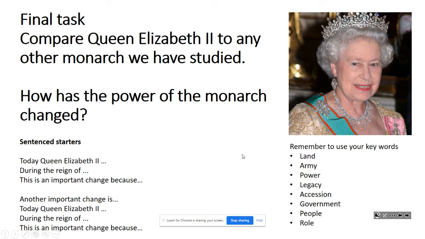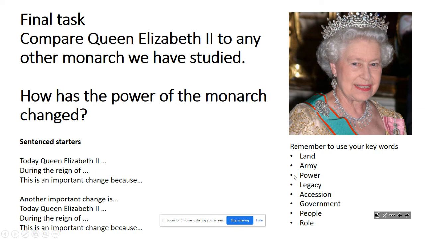You then need to do another paragraph in exactly the same way. Please use the key words on the right-hand side. You don't need to use all of them, maybe 2 of them to answer this question. We're focusing on how the power of the Queen has changed over time. But remember, we're focusing on Elizabeth II and one other monarch that we have studied. You can do Elizabeth I and Elizabeth II, or Elizabeth II and Victoria like we did right at the beginning, or you can choose another monarch. Please make sure you complete this task.